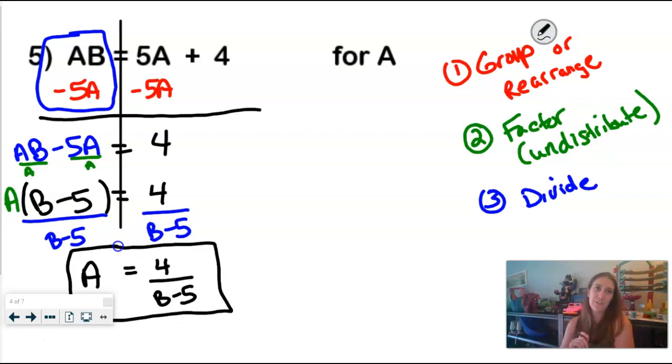So those questions, and you'll get better at recognizing them when they show up in your homework, you've got multiples of your target variable. They're all over the place, so you have to group them together. And then if they can't combine, you need to factor it out.